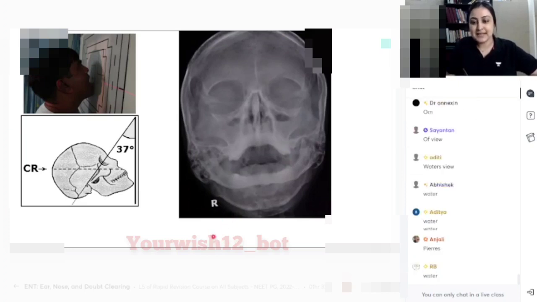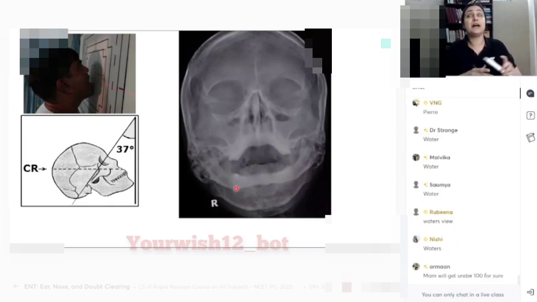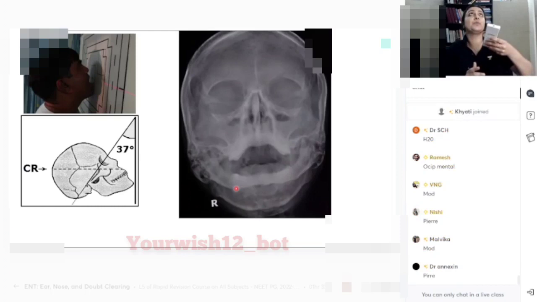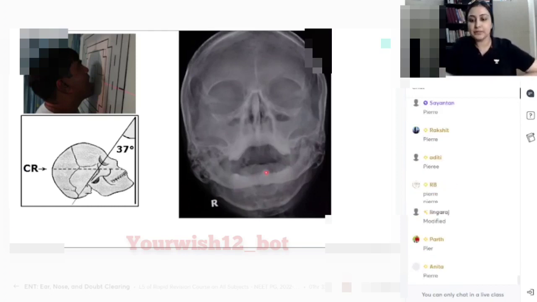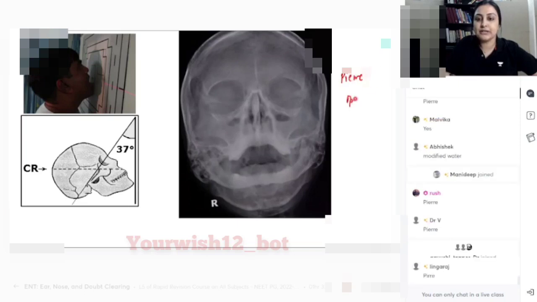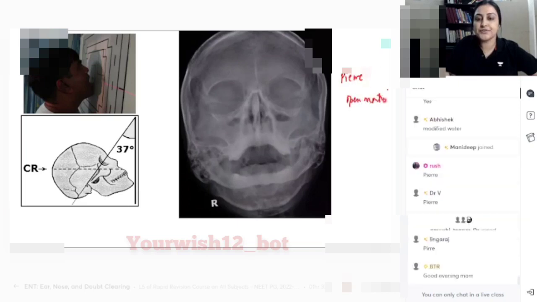Okay. What is this? Yeah, this is Waters view, or is this a modified Waters view? The better answer would be that this is a modified Waters view, because we're seeing that the mouth is open, right? So whenever we have an open mouth Waters, we either call it by the name of Pierce view, or we call it open mouth Waters, or we can also call it modified Waters.